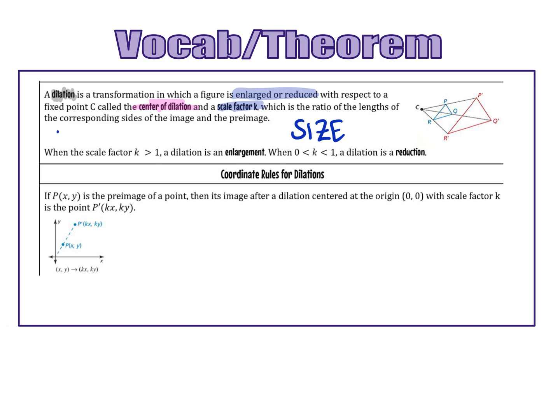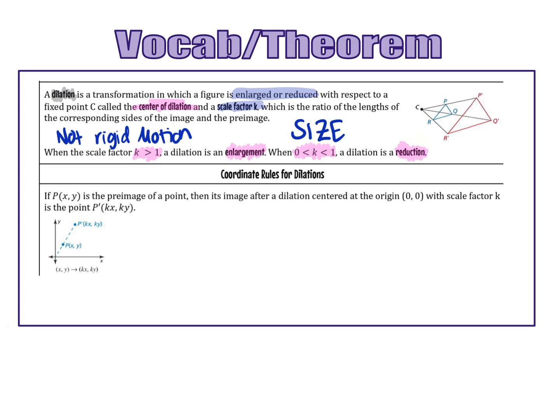What this also means is that a dilation is the first transformation we've talked about that is not rigid motion because it does not maintain shape and size. In fact, its whole objective is to change the size of a figure. When our scale factor is greater than 1, our shape, our point is going to be enlarged. And when it is between 0 and 1, we're going to have a reduction.